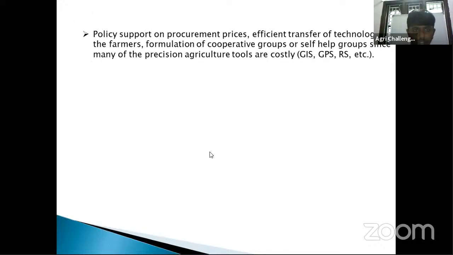Then policy support on procurement price, minimum support price for produce from fish farming, some additional procurement price, then efficient transfer of technology to the farmers, some subsidized technology, and formulation of cooperative groups. We discussed that most are small and marginal farmers. Then we can create a cooperative group, one group of farmers.